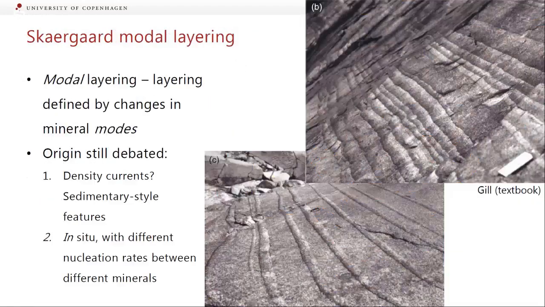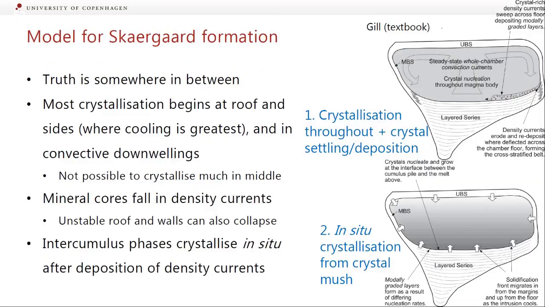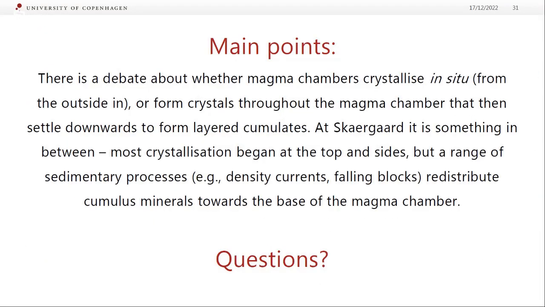Go ahead. Is this representative of how crystallization always happens in a closed chamber, or is it just scattered? So it has to be big enough to have really active convection. If you have a very small magma chamber, then you probably won't see all these sedimentary processes and stuff.